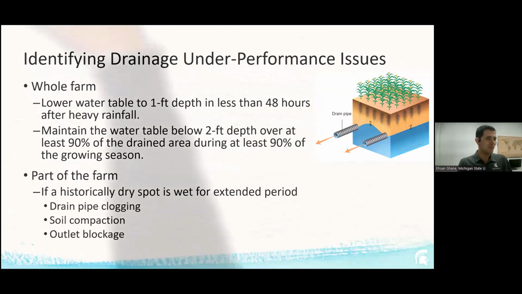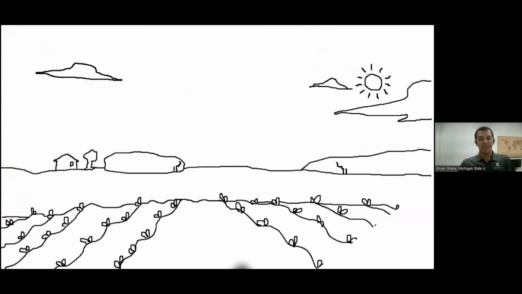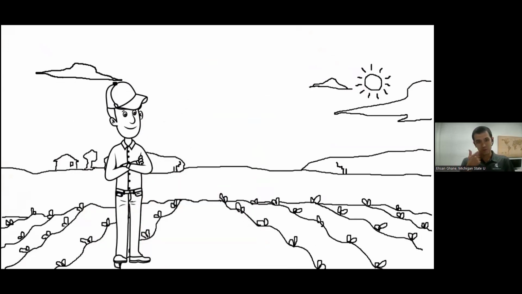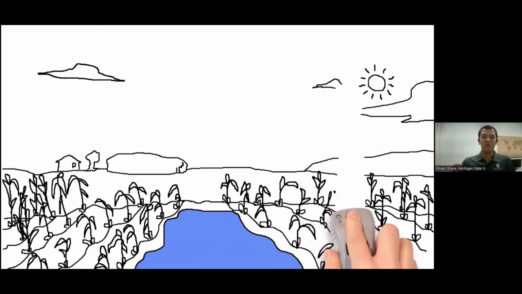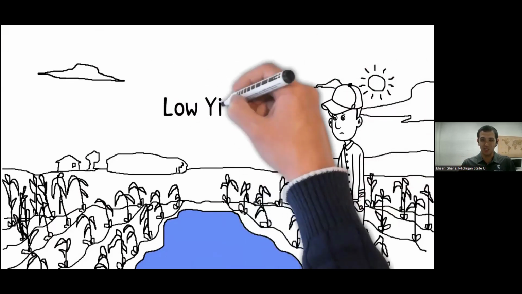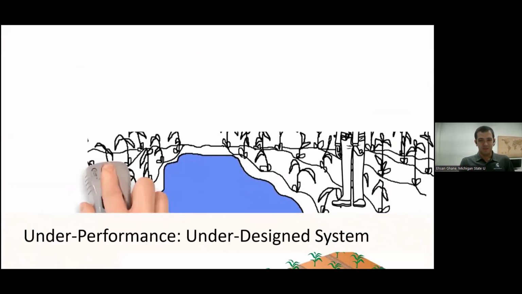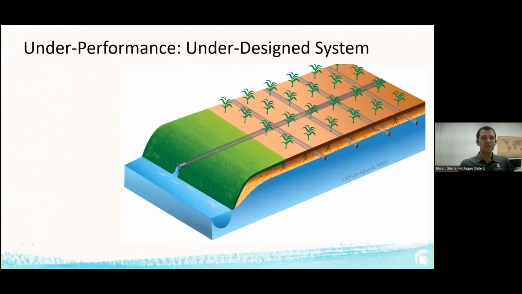So let's get into some examples. As you know, this is our friend Joe. And if you have those underperformance issues, as I mentioned, you will get low yield in certain areas like this part of the farm. So let's start with the first one. The first one is called underdesigning the system.